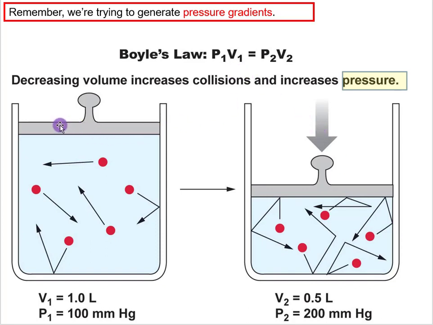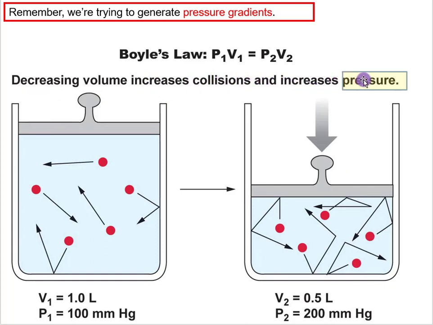So all this means to say is that if I decrease the chamber size, given the same amount of gas in there, then the pressure is going to go up. On the other hand, if I increase chamber size, given the same amount of gas, then pressure will go down. So decreasing volume increases collisions, and thereby increases pressure.